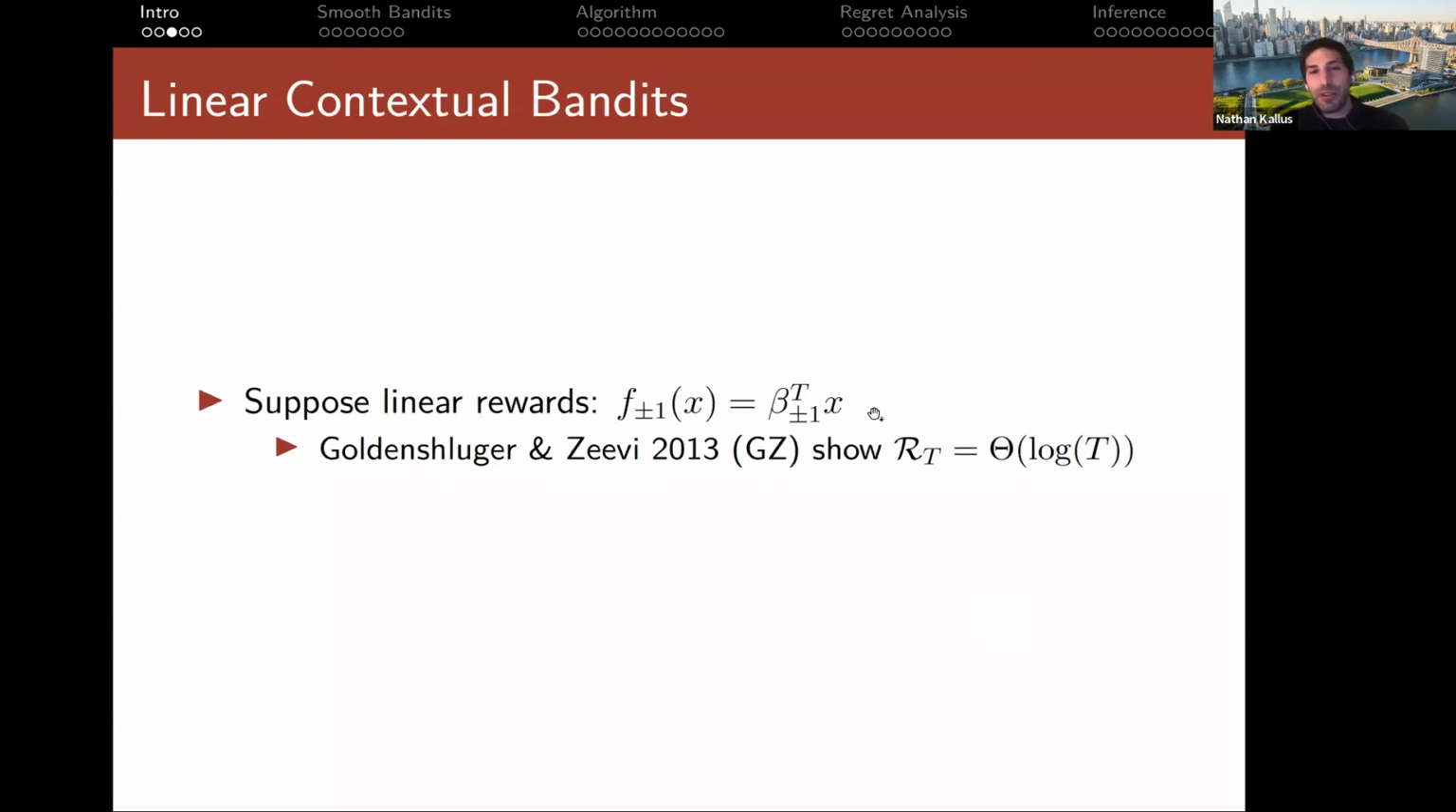So this is something that was looked at by Goldenshluger and Zeevi, and they showed that the minimax regret is exactly of order log capital T, right? So this Theta means it's exactly of this order. So they exhibited a policy whose regret on any one instance is log T. And they showed that given any policy, there's always going to exist an instance on which its regret is at least log T. Therefore, the minimax regret is of order log T.